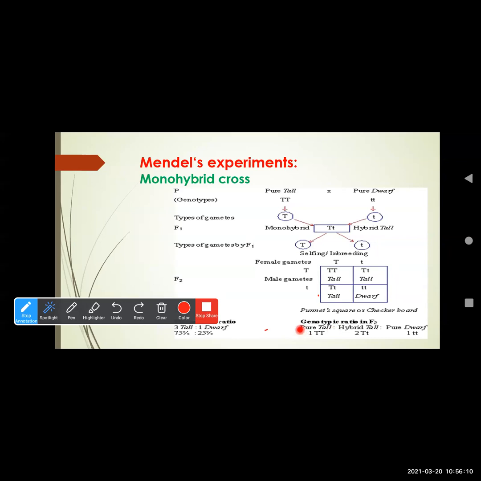So what is important in this is, in Mendel's monohybrid cross, he found that the phenotypic ratio is 3 is to 1, 3 tall plants to 1 dwarf plant, while the genotypic ratio is 1 is to 2 is to 1. That is 1 pure, 2 hybrid, and 1 pure again. Right? So Mendel's monohybrid cross and dihybrid cross are both very important topics, students, and you should practice solving the crosses, and you have to remember their phenotypic and genotypic ratios.